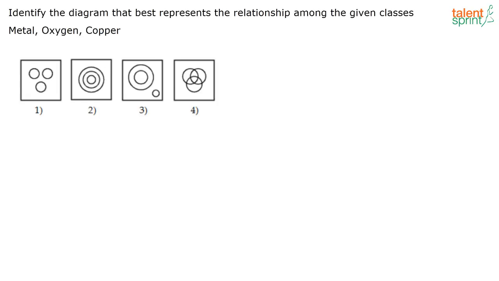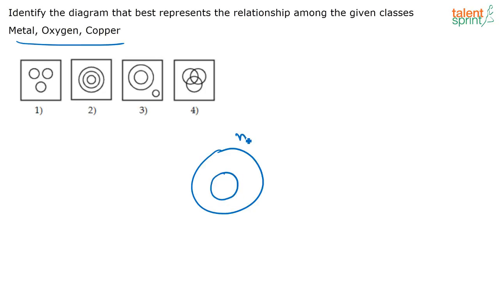See, very easy, no? See, if you represent these 3 in terms of sets, you have metal, correct? Inside the set metal, you have copper, because copper is a metal. So copper is there inside. Oxygen is not a metal, so it will be outside this metal set. So this is going to be oxygen. So which is the diagram which has this relationship? That is option 3.